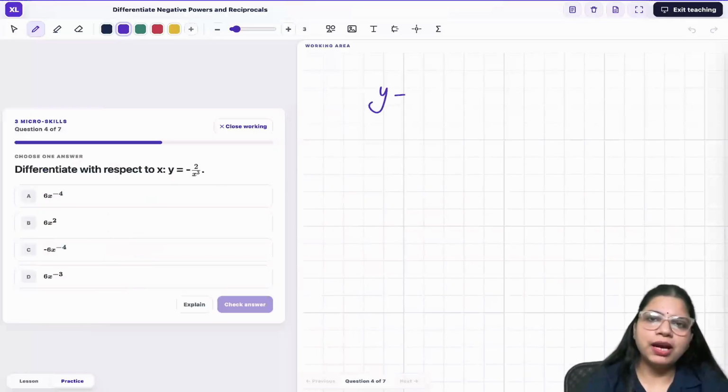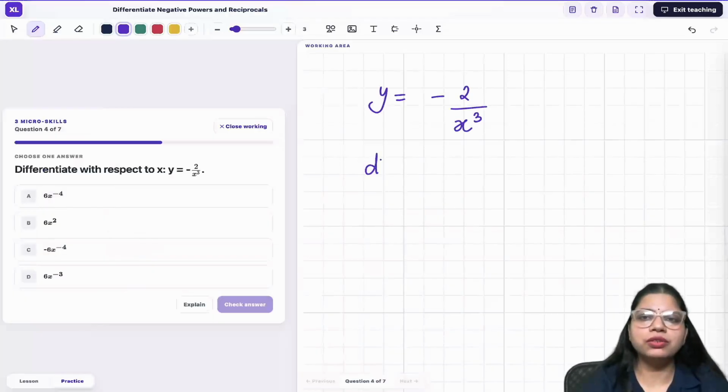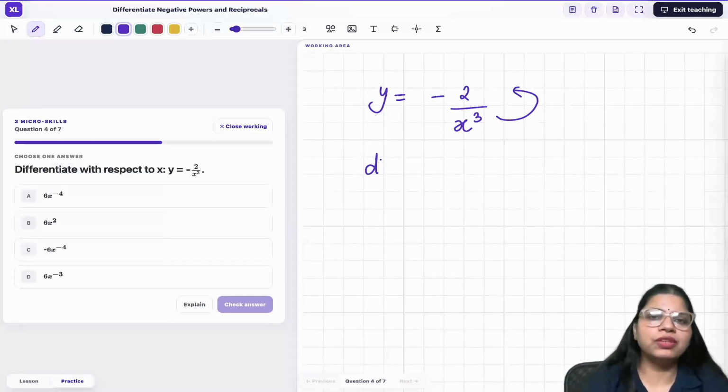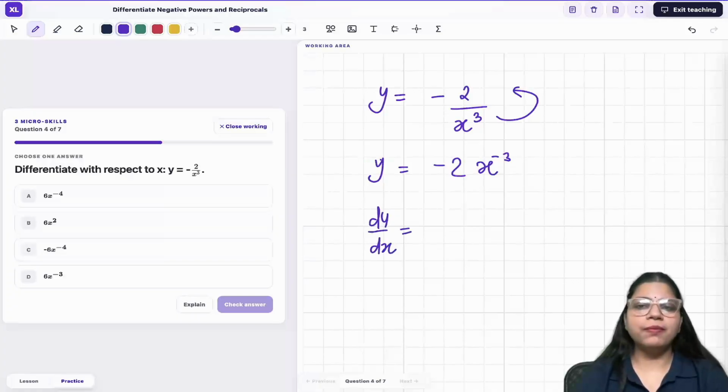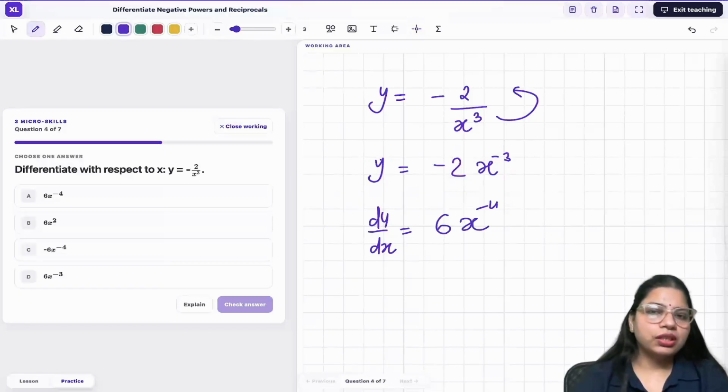Next one, let's try this. Y equals minus 2 over x cubed. For these types of questions, what do we need to do? We first need to convert it before we literally differentiate. So we are going to be writing it as y equals minus 2x to the power of minus 3. And what would the derivative be? A coefficient multiplies with the indices, that gives you minus 2 times minus 3 is a positive 6. Reduce the indices by 1, that is minus 4. So we get the first option as correct.